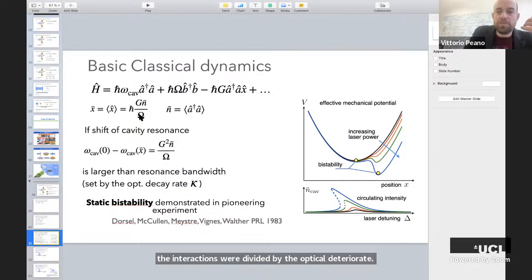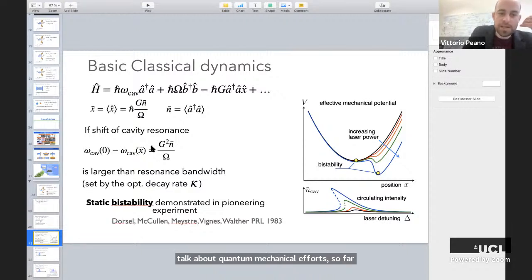And this should be faster than the time that the phonon takes to enter the cavity. And this is proportional to the mechanical decay rate and the number of thermal phonons in the cavity. If I'm in this regime, I can start to talk about quantum mechanical effects.